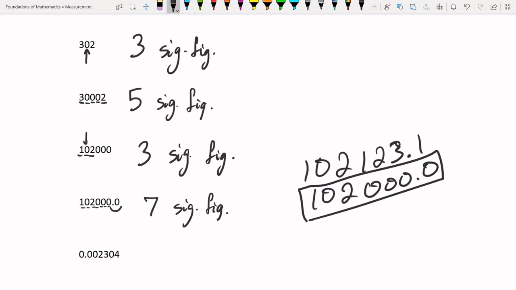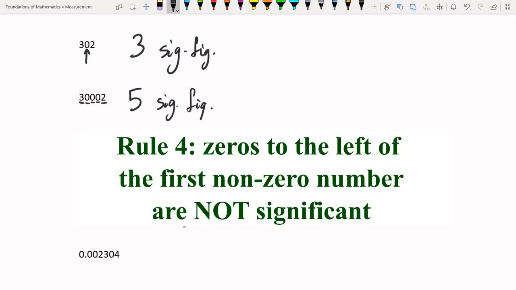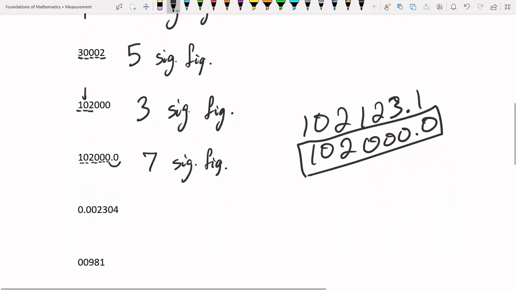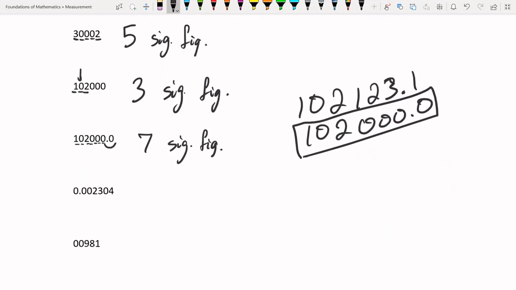Okay. The next rule is any zero to the left of the first non-zero number, any of the zeros are not significant. Now, this is the same kind of idea as this one.